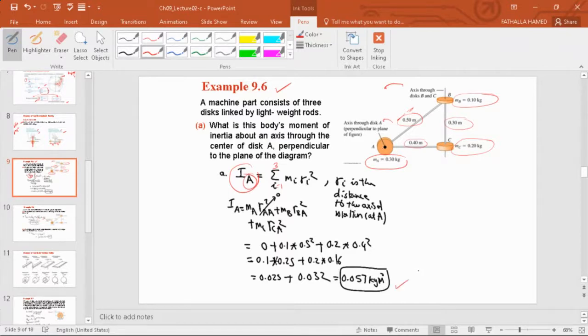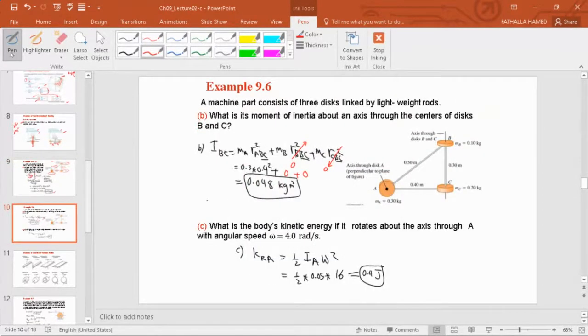Now, this basically will give you 0.057, and the units will be kilogram meter squared, because it is mass multiplied by R, and R has units of meter, but it's squared. So these are the units of your moment of inertia. It's kilogram meter squared. That's the moment of inertia around A. Of course, we ignored here these rods. We did not consider them. And that's why we said it is lightweight. So they're not considered in the calculation.